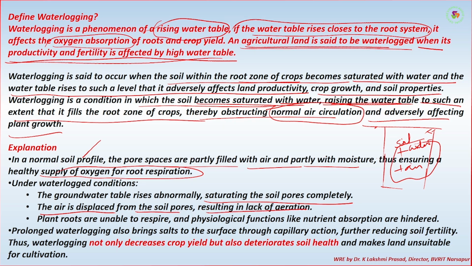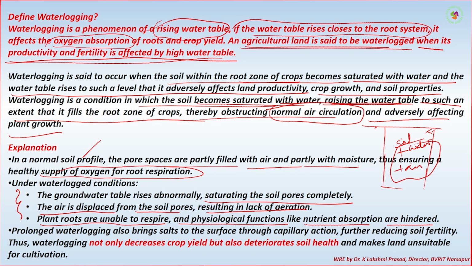Lack of aeration for the plant's roots. Plant roots are unable to respire and physiological functions like nutrient absorption are hindered. So these are the three things that will happen under waterlogged conditions. So if that condition is prolonged, then what will happen?